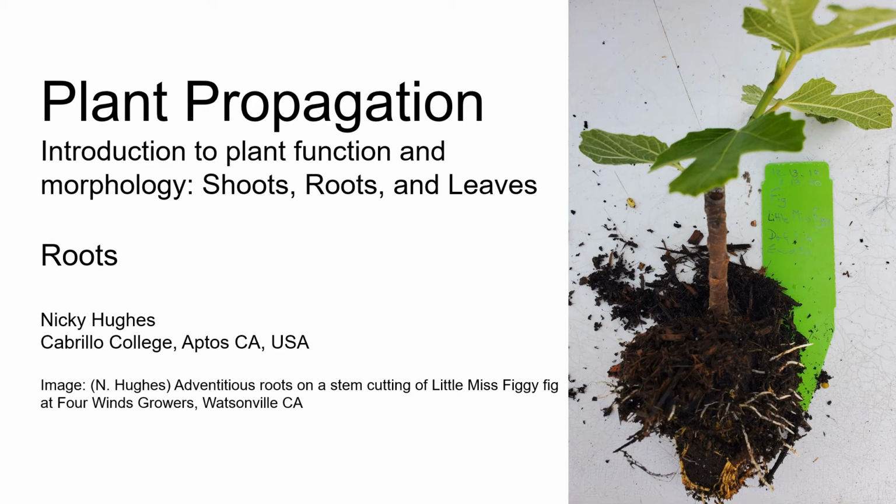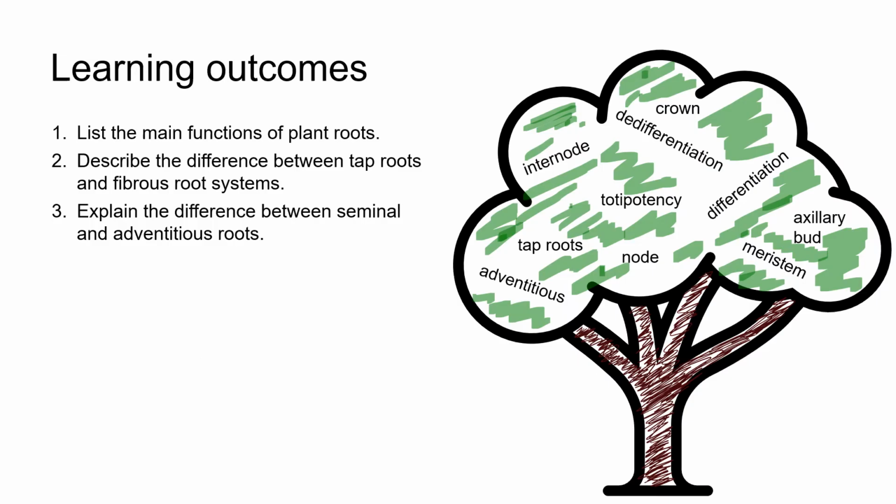Hi everybody. This is one in the series of short introductory lectures on basic plant function and morphology that lay a foundation for the rest of the semester. The goal of this lecture is to give you an insight into the importance in propagation and production of paying as much attention to a plant's root system as you do to the above-ground plant parts.